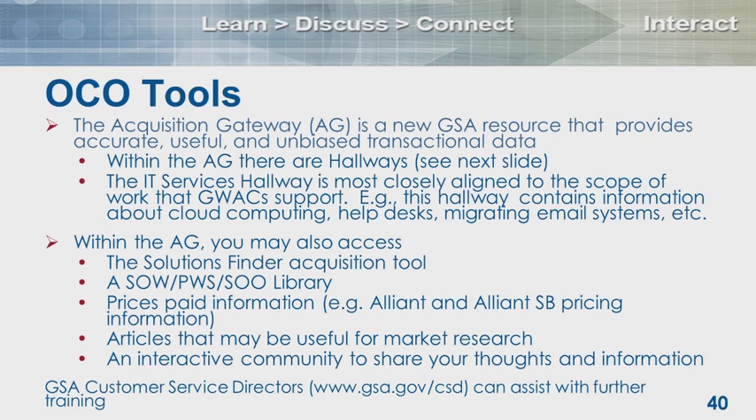Within the Acquisition Gateway, we have many things, but one thing I want to highlight is the prices paid information. These are basically compiled. Under Alliant, we have over 500 task orders, right? Right, I think 550, almost 550. And under Alliant Small Business, we have close to 500.